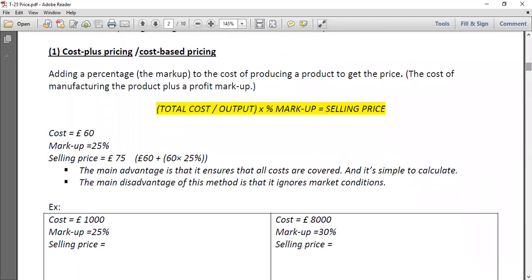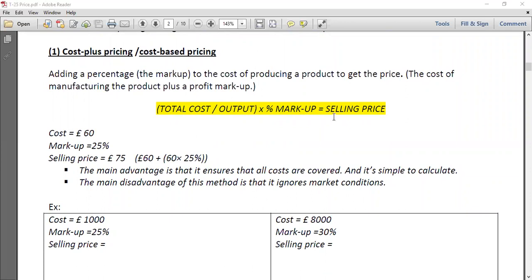Cost plus pricing. Here we can do a small calculation on cost plus pricing. The definition of cost plus pricing: adding a percentage or markup to the cost of producing the product to get the price. The cost of manufacturing the product plus profit markup. That's how we find it: total cost divided by output gives the unit cost. Then unit cost into markup is called the selling price.